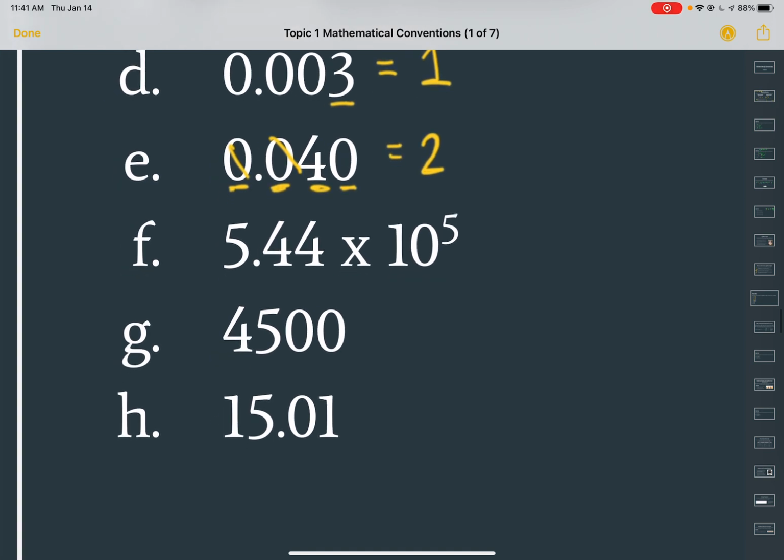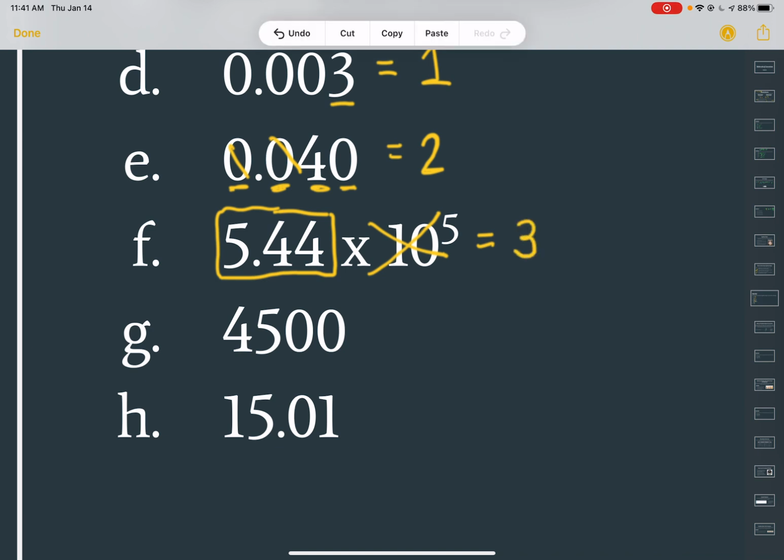Okay. When we're doing scientific notation, when you're reading these decimals, you're only looking at the digits. You're only looking at the numbers there. This part does not matter. So we're only looking at 5, 4, 4. None of those are zeros, so they're all significant.